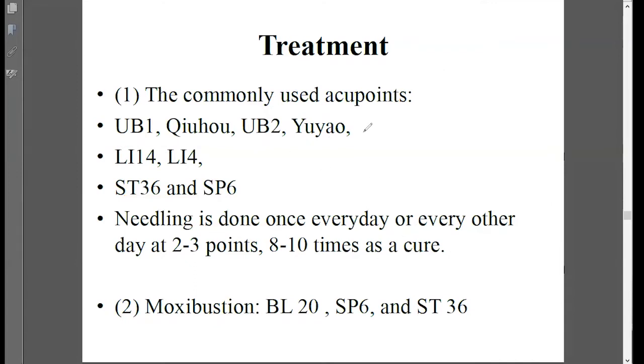So the points are still the local points, these 2 points, and the pattern points. Certainly we have more points to tonify the qi, like bladder 20, and spleen 6, which we have already used. For moxa, stomach 36, we still use moxa for qi. That's the pattern mainly for qi deficiency.